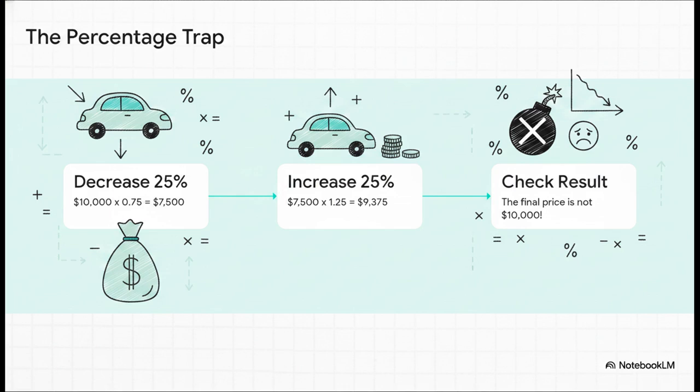Step 1, decreasing $10,000 by 25% means you're actually paying 75%. So 10,000 times 0.75 equals 7,500. Step 2, now you increase that new price by 25%. So you multiply 7,500 by 1.25. The result? $9,375. Step 3, you literally just lost $625 because you didn't respect the math.